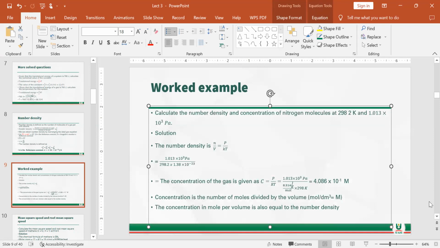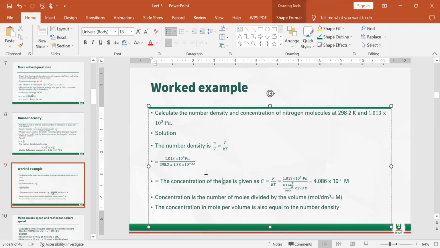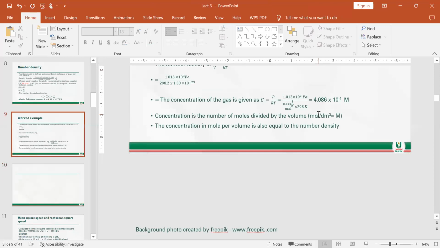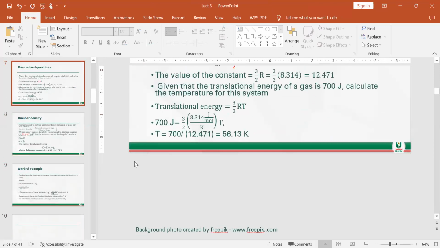Is there anyone that doesn't understand what we are calculating here? Yes, I do understand. I do understand it. Okay. What is it that you don't understand? The concentration of the gas. Okay, let me just open a new discussion.